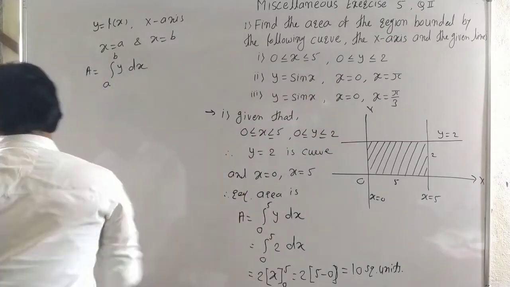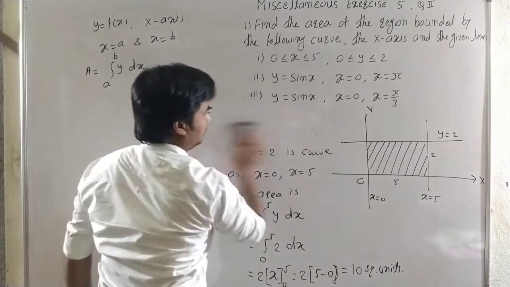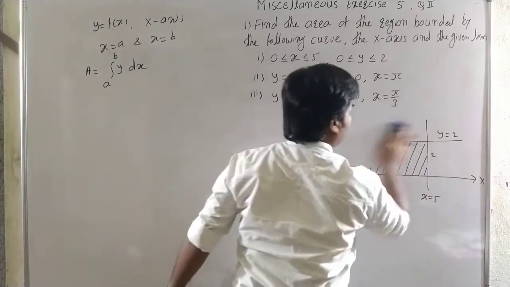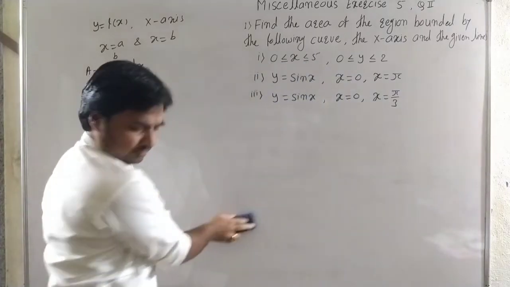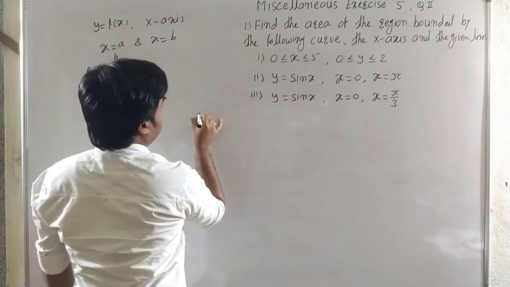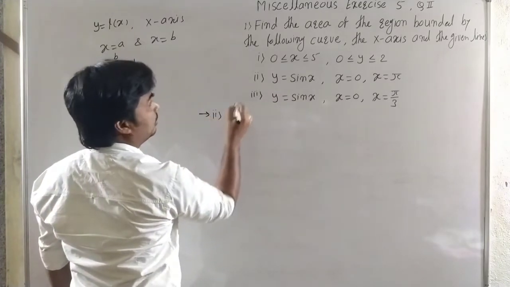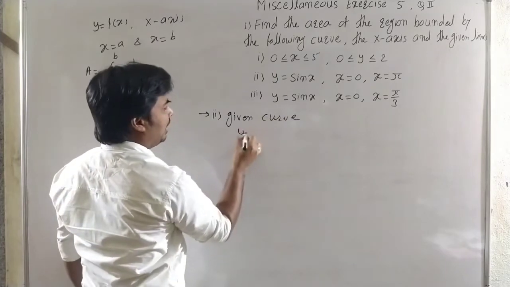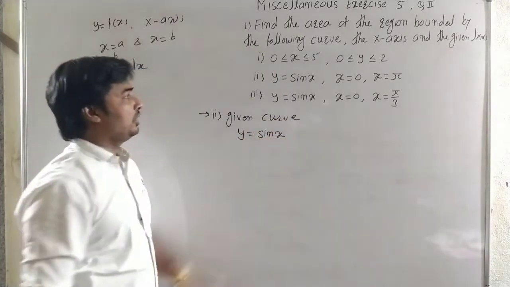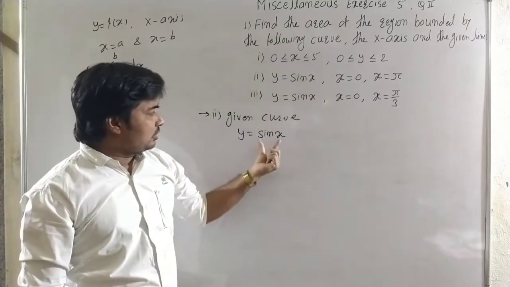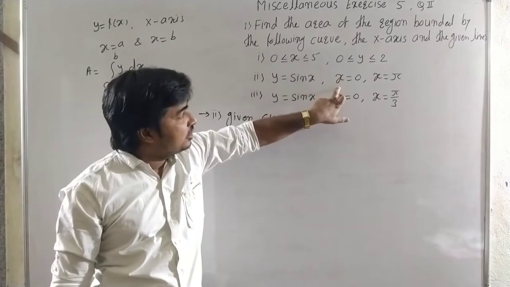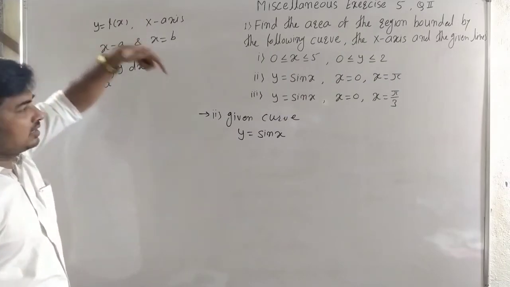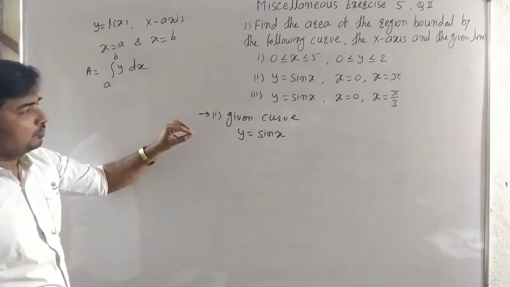Now we see the second example. Example number 2: the given curve is y is equal to sin x. The boundaries for the curve are x is equal to 0 to x is equal to pi. We know it is x is equal to a and x is equal to b, that is limits 0 to pi, and y is sin x. Simply the area is the integral from 0 to pi of sin x dx.